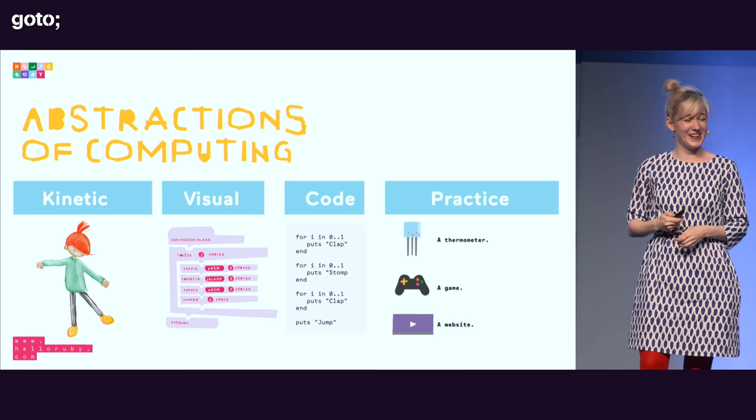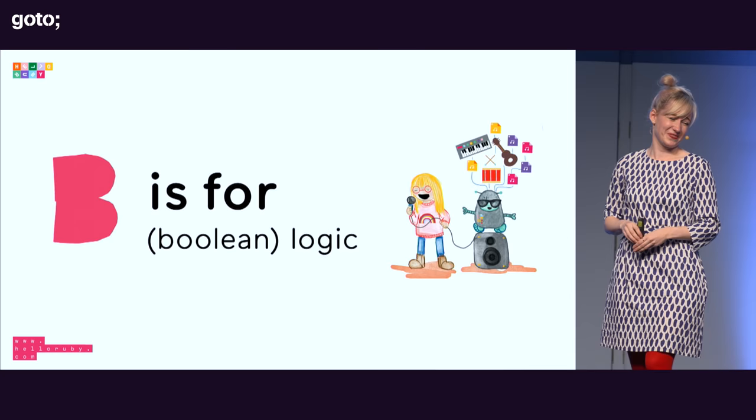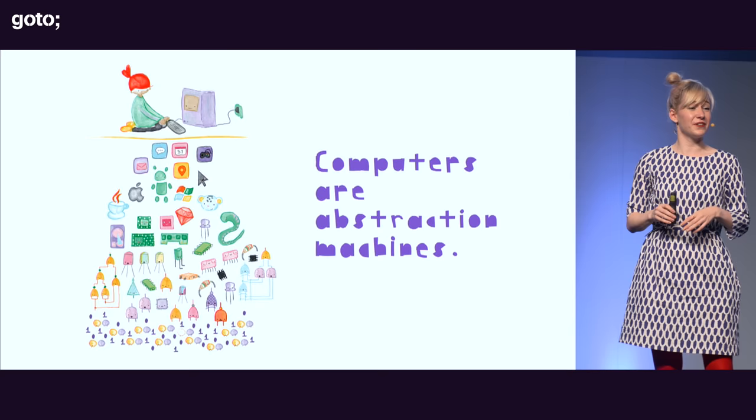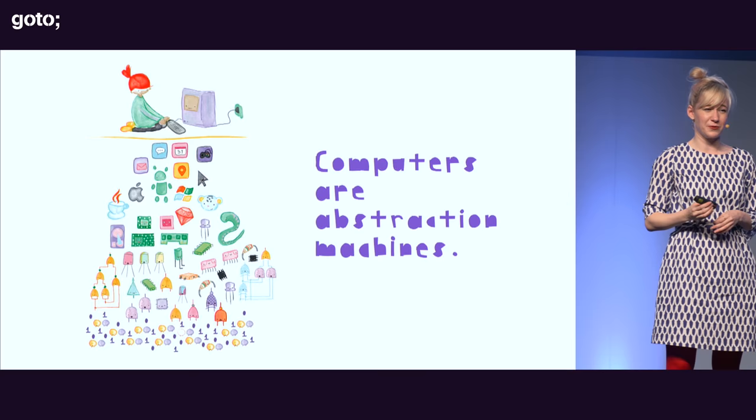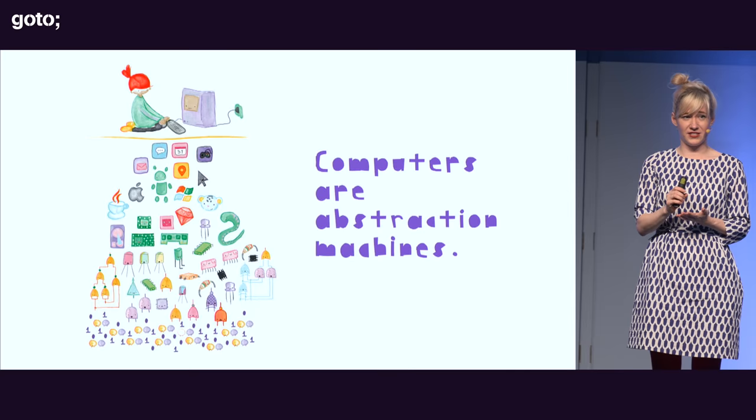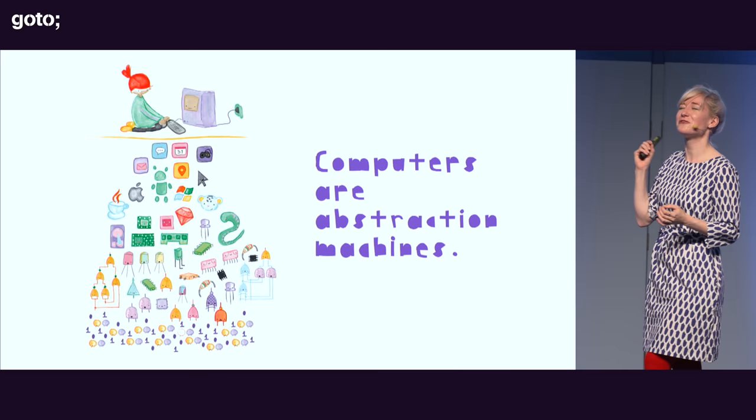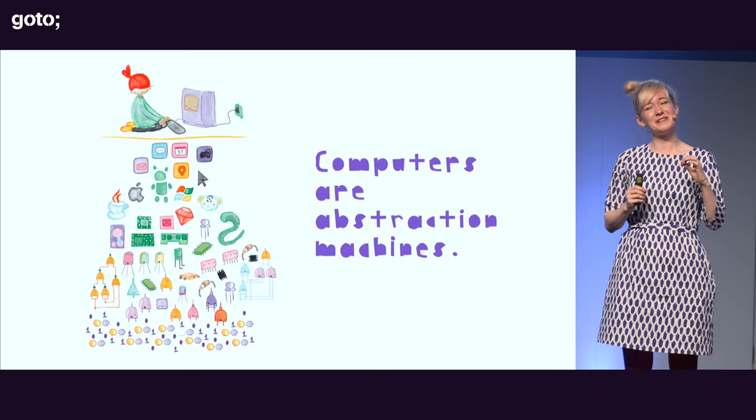And that brings us to the B, which is for Boolean logic. And it starts with the idea that computers indeed are abstraction machines. I'm somewhat jealous of the people here in the room who grew up in the 70s, because you could actually touch a transistor. For my generation, you can jam 300 million transistors at the pinpoint of a pen. But there is no way of understanding how a computer works anymore.